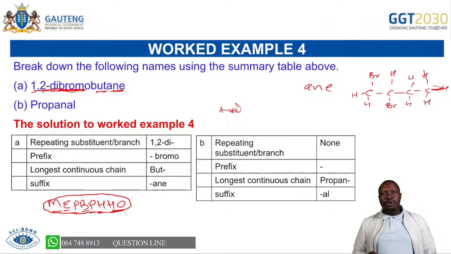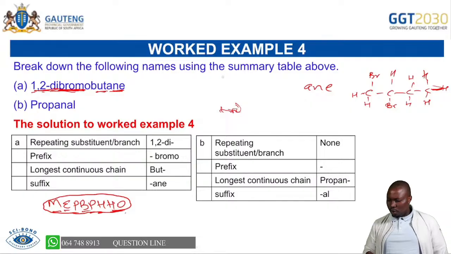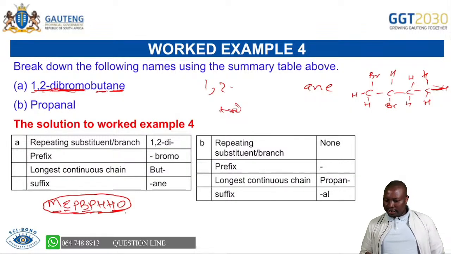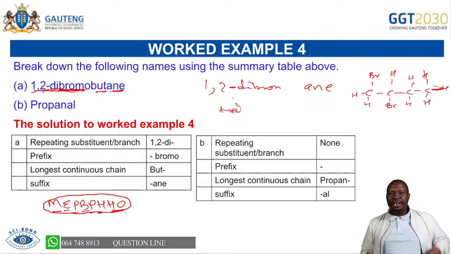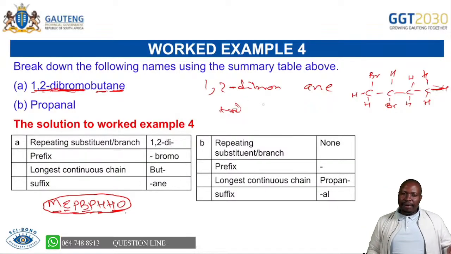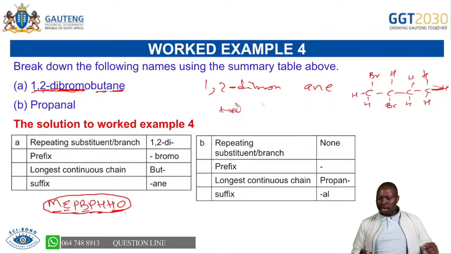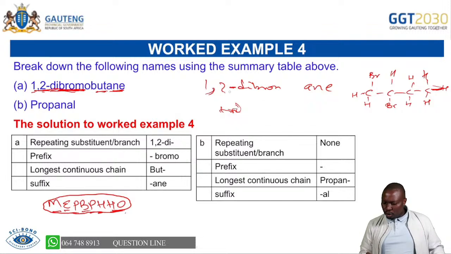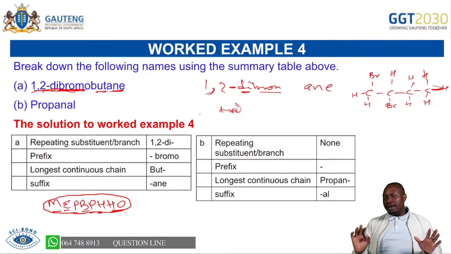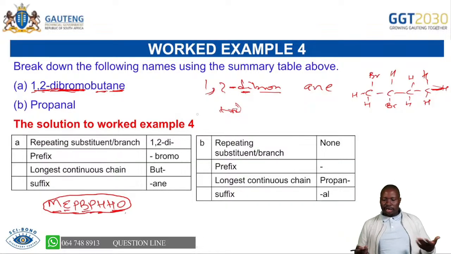1 and number 2. Between a number and a number, like terms, 1, 2, you put a comma. Between unlike terms, a number and a letter, like 2 and bromo, you put a hyphen. A hyphen is when you have a number and a letter. A comma is when you have a number and a number. So you're able to say, okay, in carbon number 1 and number 2, we have 2 bromos. We say when there are 2 it is di, when there are 3 it is tri. So you have that understanding, and I think you are enjoying the lesson.